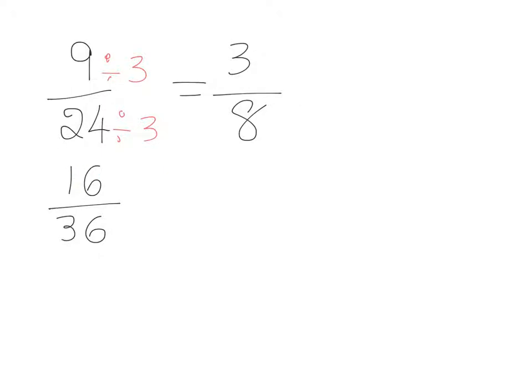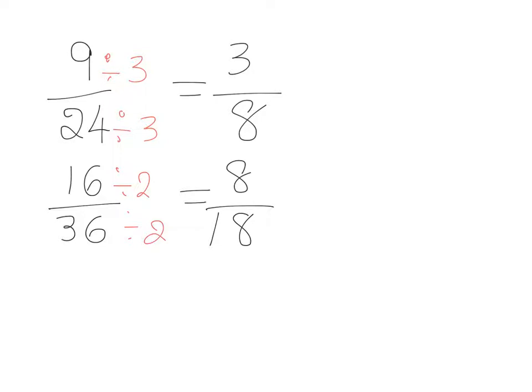Okay, 16 over 36. They're both even numbers, so you know that you can divide by 2. So let's do that first. So 16 divided by 2, 36 divided by 2. So 16 divided by 2 is 8. 36 divided by 2 is 18.